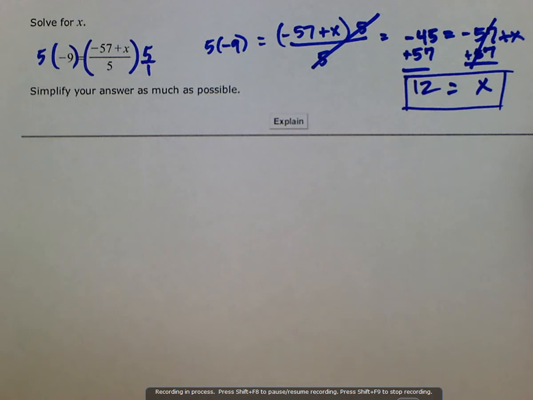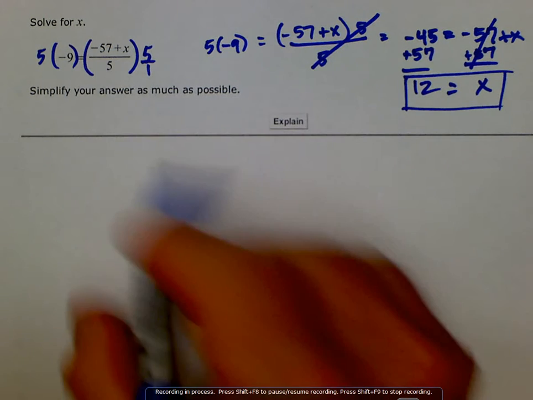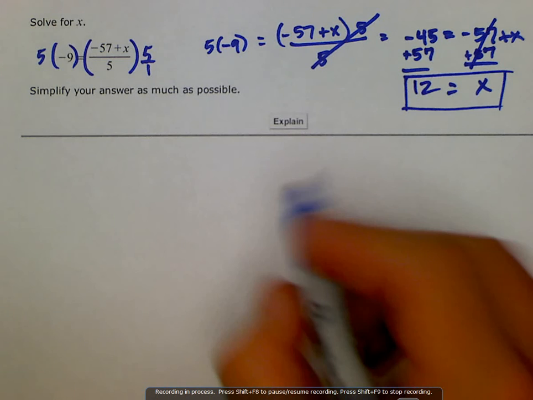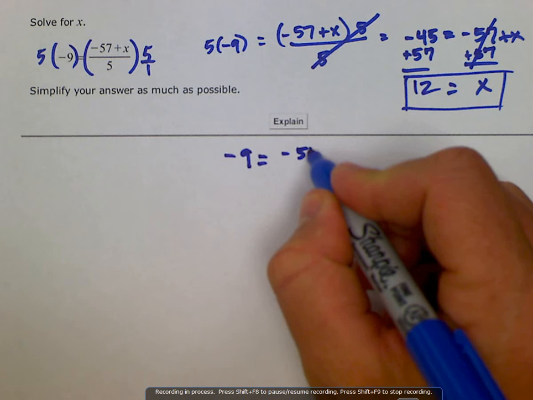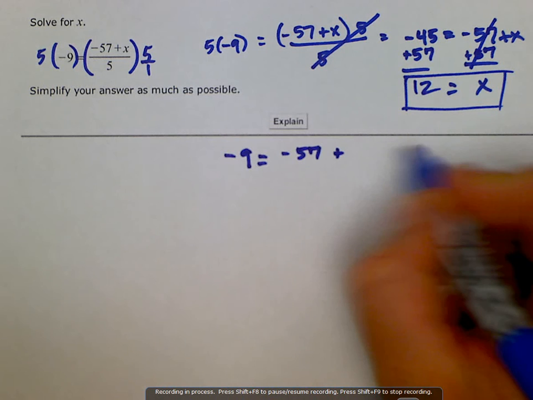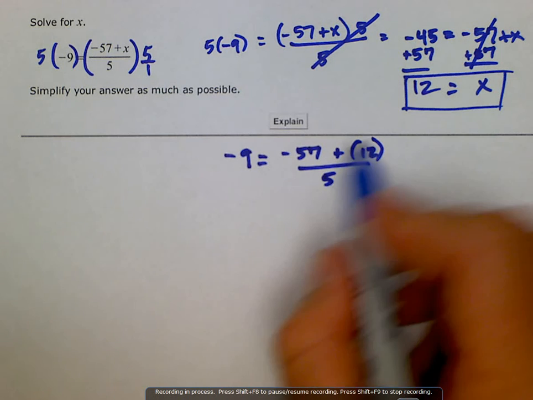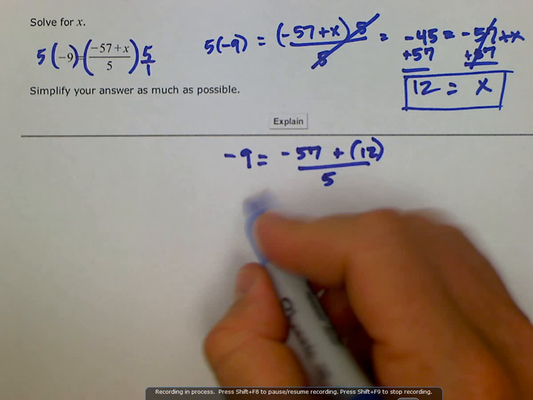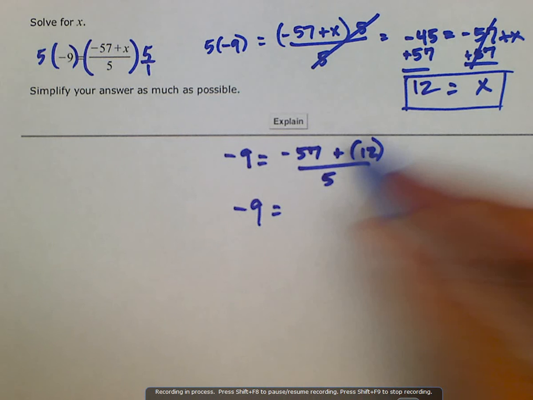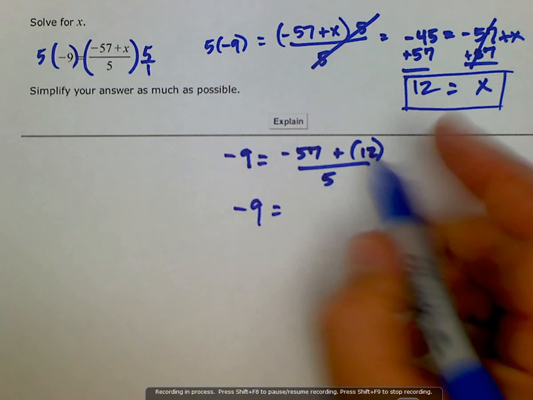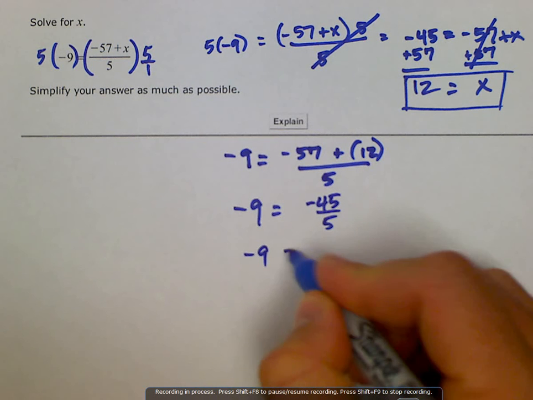And of course, we can check our work by plugging it back in to make sure that our work is accurate. Negative 9 is equal to negative 57 plus x, which is 12, all divided by 5. So when we do this, we resolve the top. Negative 9 is equal to negative 57 plus 12. That brings it back to negative 45, divided by 5. And negative 9 is equal to negative 9, and it checks.